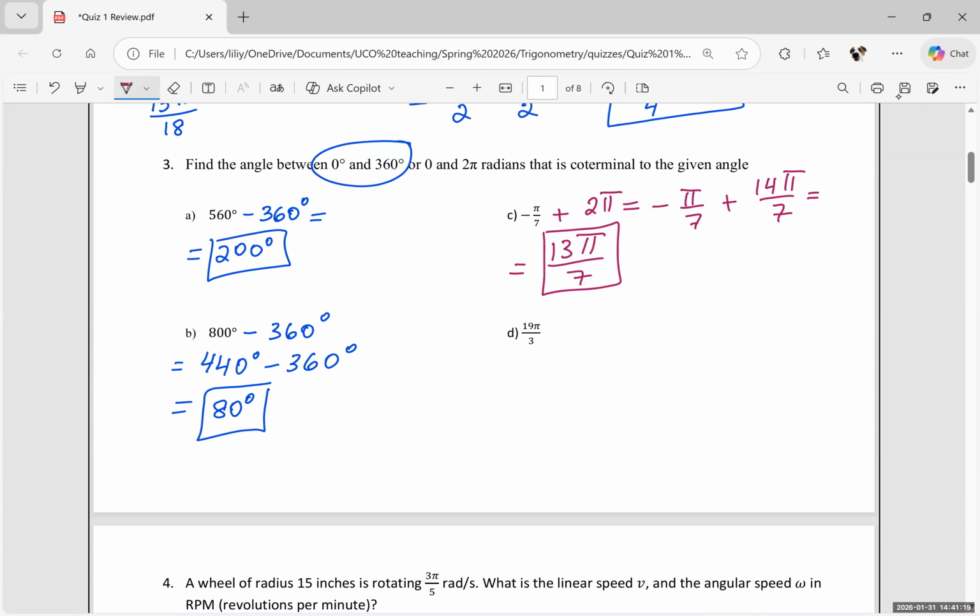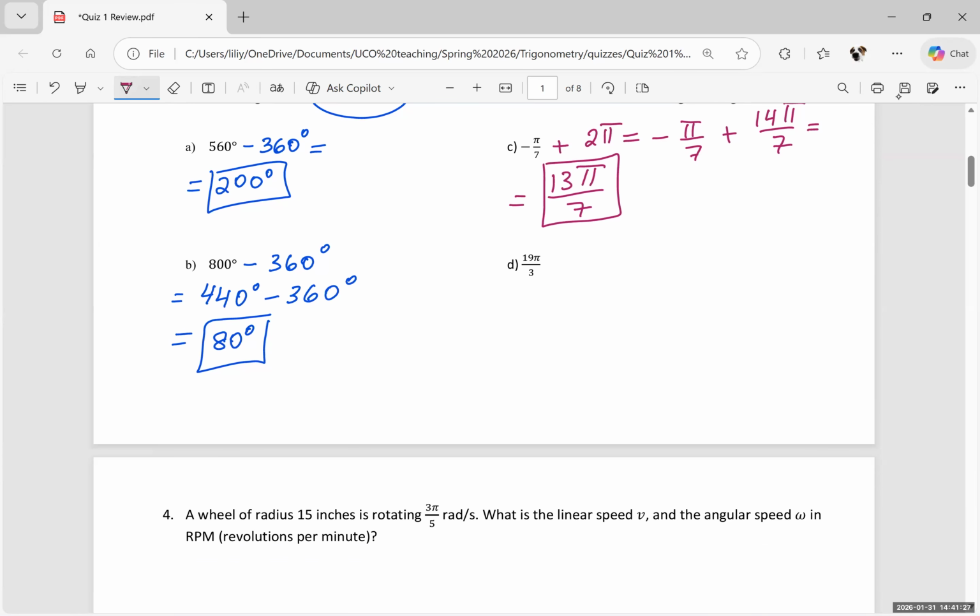Is it between 0 and 2 pi? Yes, it is, because 14 pi over 7 is 2 pi. 13 pi over 7 is less than 2 pi. On 19 pi over 3, the same kind of setup. We'll go ahead and subtract, though, because 19 pi over 3 is bigger than 2 pi. We're going to subtract 2 pi. Same denominator. 2 pi times 3 over 3. So this is 6 pi over 3. 19 minus 6, that's 13 pi over 3.